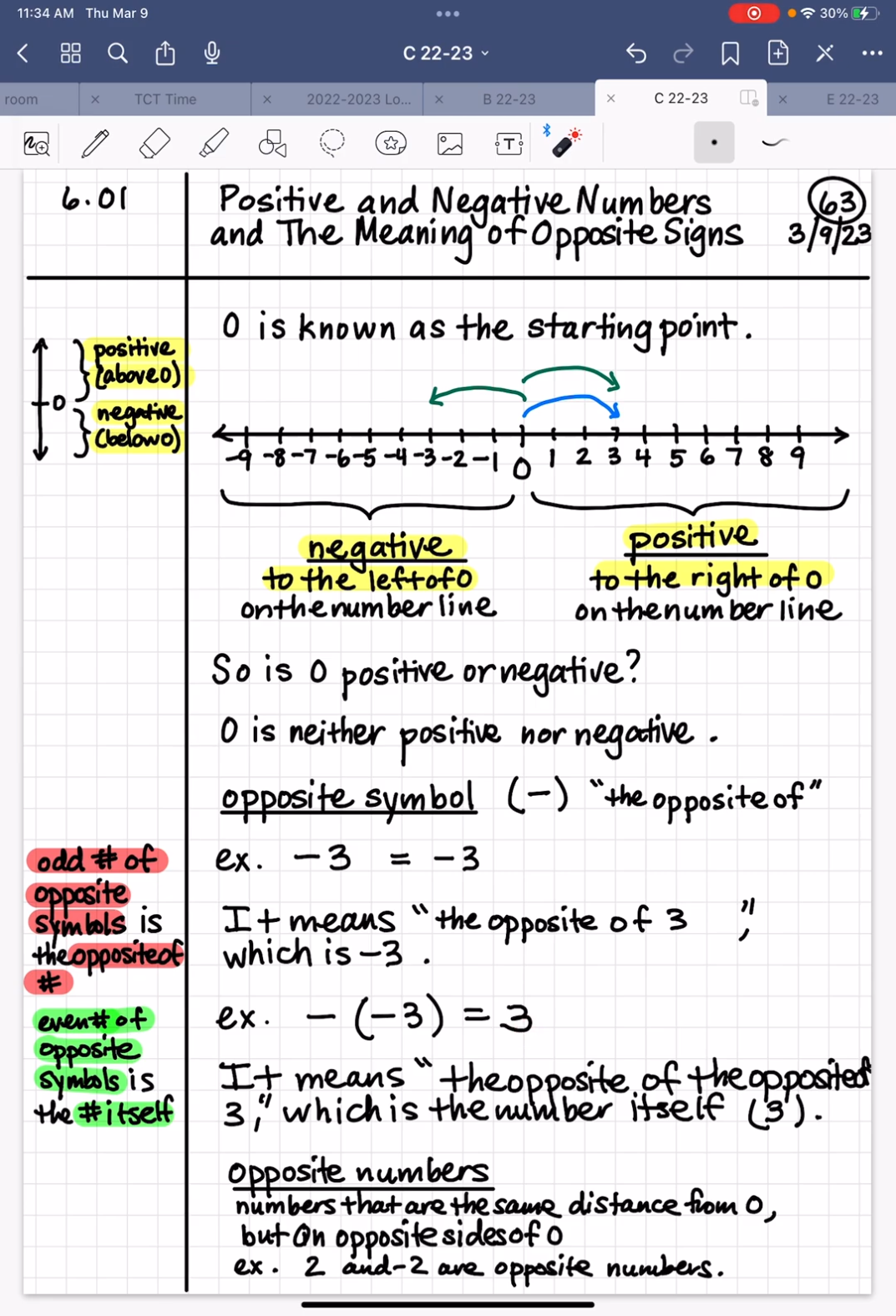So just to recap the main points here, numbers that are to the right of 0 are called positive on a horizontal number line, and negative if they're to the left of 0. On a vertical number line, numbers are positive if they are above 0, and numbers are negative if they are below 0. We then get to this idea of what this symbol in front of a number means, which is the opposite of, which means go the same distance from 0, but on different sides of 0. And when you see opposite symbols, you will do just that.